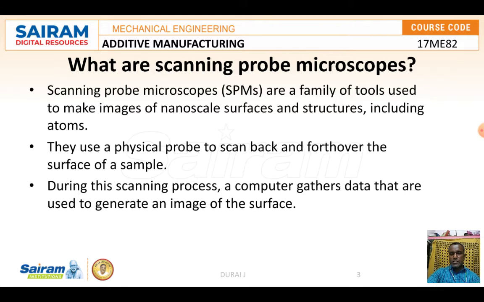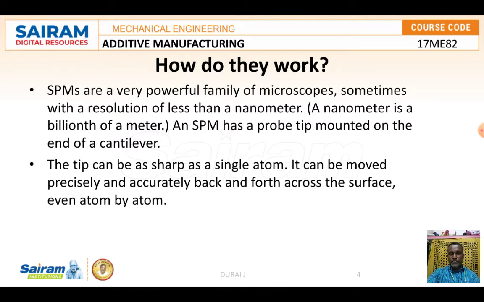This is used to scan back and forth over the surface of the sample, and during the scanning process the computer also gathers the data. With the help of that data, it is going to generate the image of the surface. Then comes how this scanning probe microscope works.